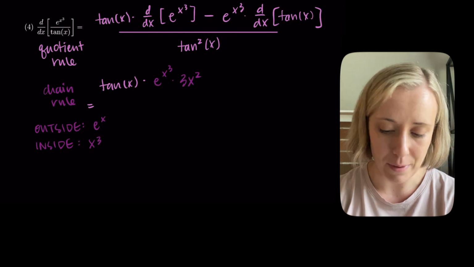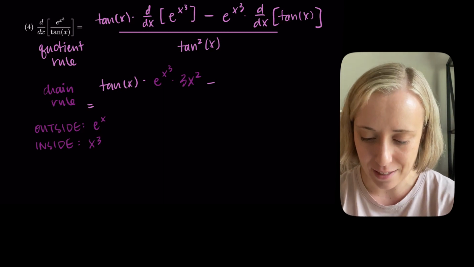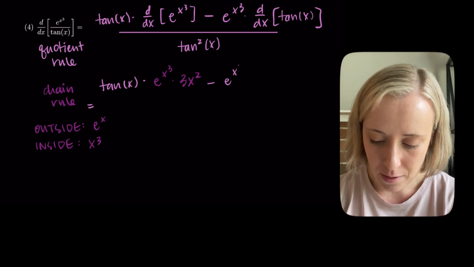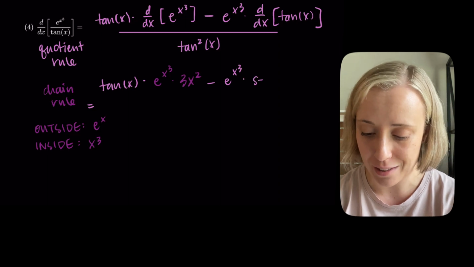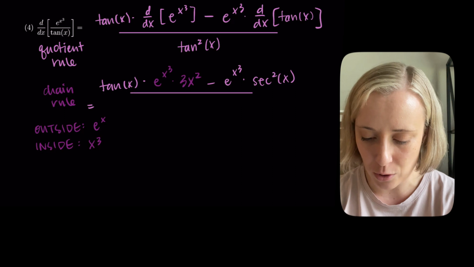Then we're doing the rest of it. So we did our chain rule, we made it. Now we do e to the x cubed times the derivative of tangent, which is secant squared. And then that all gets divided by tangent squared of x.